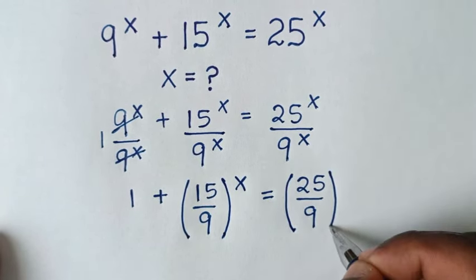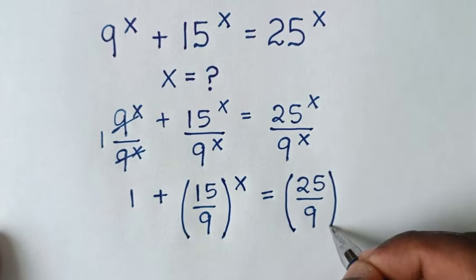Then in the next step, it will be 1 plus (5/3)^x is equal to, here also the power of 2 is common, so it will be this over this, which is 5 over 3, then bracket, the same power of 2, then bracket again, power of x.